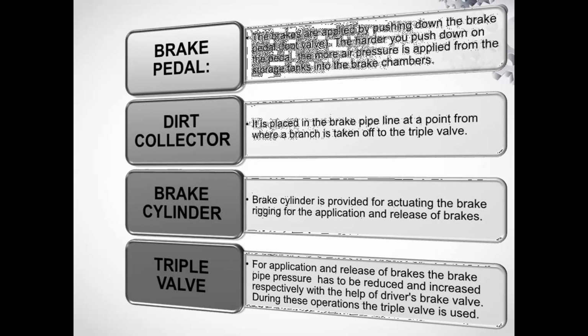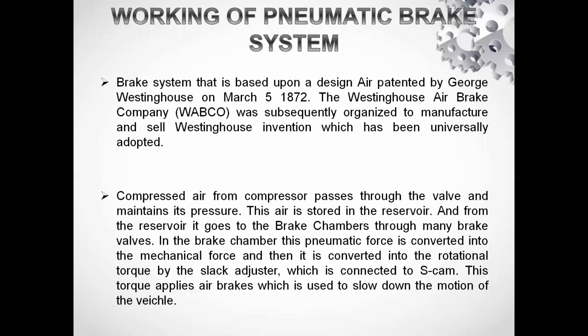Now the brake pedal, direct collector, brake cylinder, and the triple valve. The brakes are applied by pushing down the brake pedal valve. The harder you push down on the pedal, the more air pressure is applied from the storage tank into the brake chambers. It is placed in the brake pipeline at a point from where a branch is taken off to the triple valve. The brake cylinder is provided for actuating the brake rigging for the application and releasing of the brakes. These are the workings of the components, and now the overall working of the pneumatic brake system.